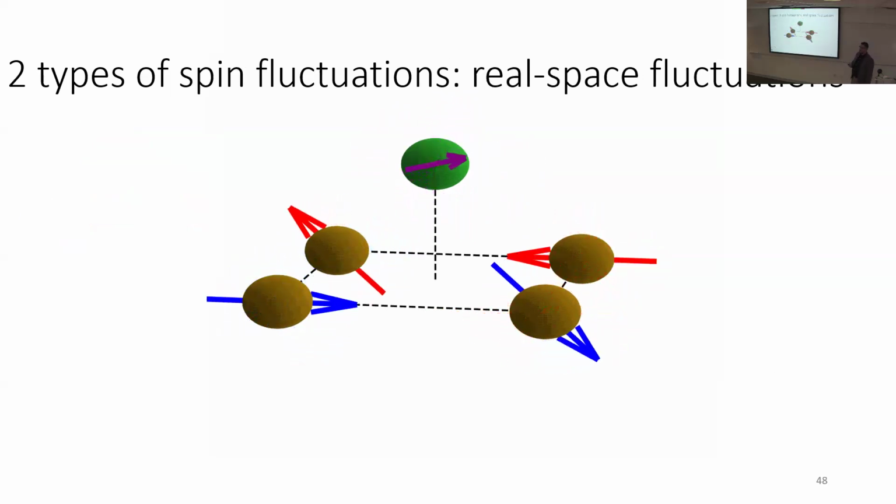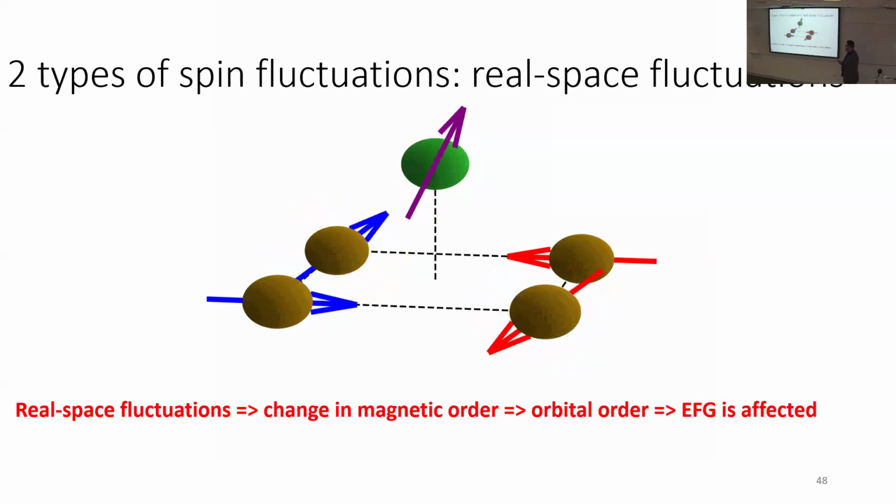The second type of fluctuation are the real space fluctuations. And these are fluctuations of the magnetic order. Specifically, what I mean is that you can see here initially, at the start of the animation, that there's antiferromagnetic order along this axis. But at the end of the animation, you can see that it's ferromagnetic along that axis. And so the ferromagnetic direction and the antiferromagnetic direction are actually changing with this type of fluctuation. The key thing to remember here is that because the magnetic order is changing, again, because the orbital order is tied to the magnetic order, the electric field gradient is affected in this case. So this is very critical. In the spin space fluctuations, the EFG is not affected, but in real space fluctuations, the EFG is affected.